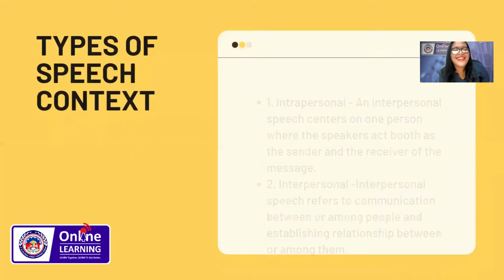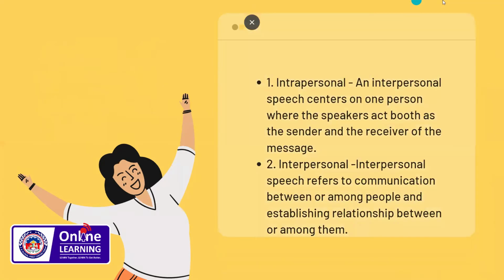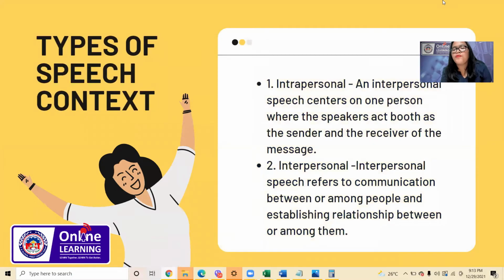Let's start. First is the types of speech context. We already discussed this during chapter 1. We have two types of speech context: number one is the intrapersonal and the other is the interpersonal. Let's discuss intrapersonal first. When we say intrapersonal, the speech is for one person only. He is acting both as the sender and the receiver of the message.